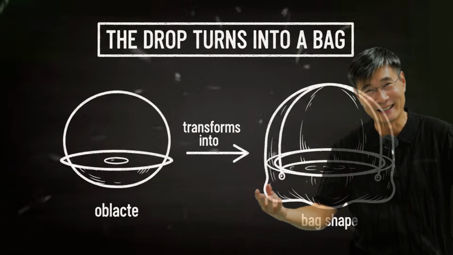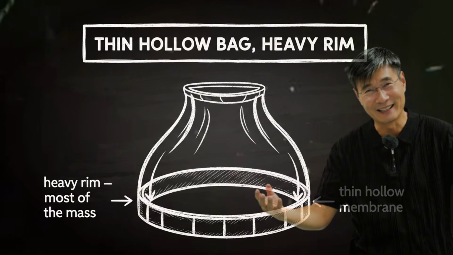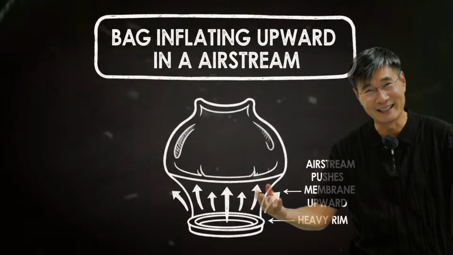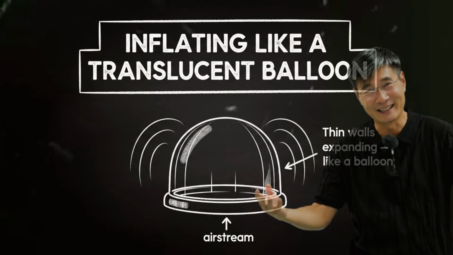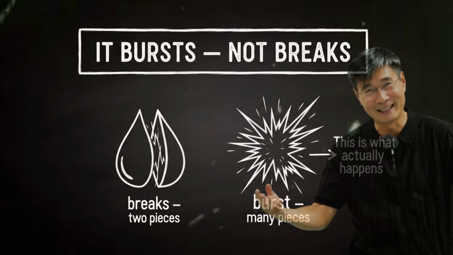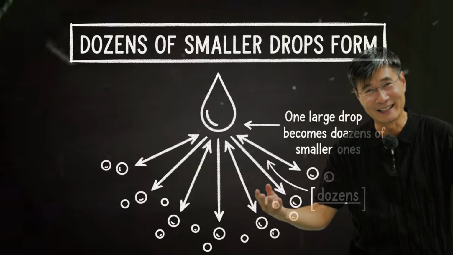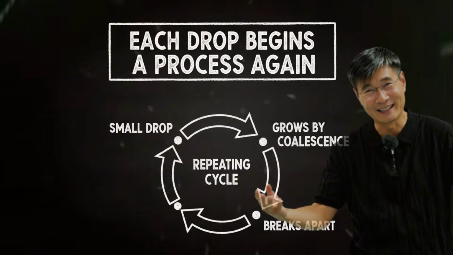It turns into a bag, a thin, hollow bag of water with a heavy rim of mass around its edge, inflating upward into the airstream like a translucent balloon until it bursts, not breaks, bursts into dozens of smaller drops, each one beginning the whole process again from a lower starting point.